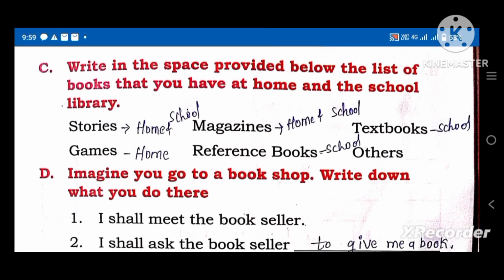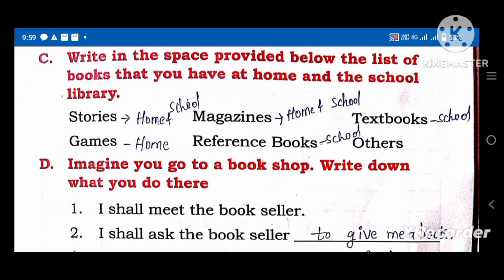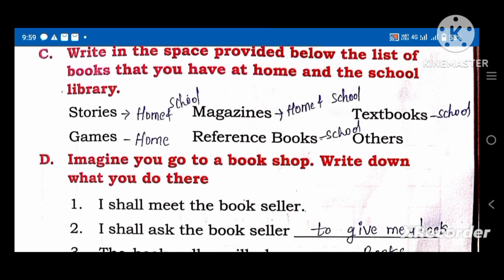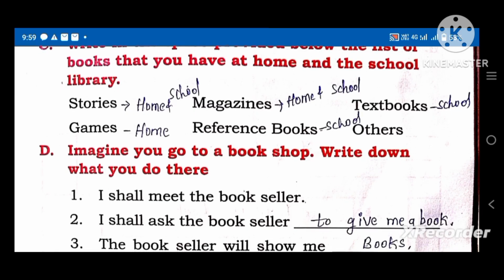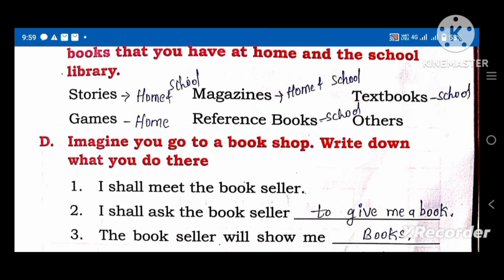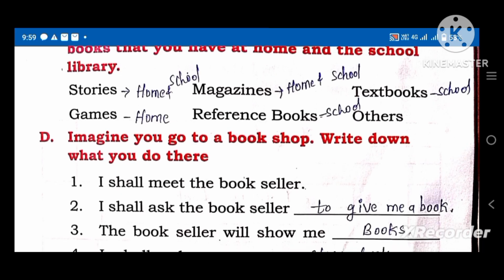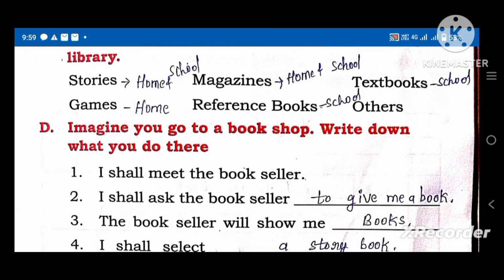Question C. Write in the space provided below the list of books that you have at home and the school library. Stories, home and school; magazines, home and school; textbooks, school; games, home; reference books, school.